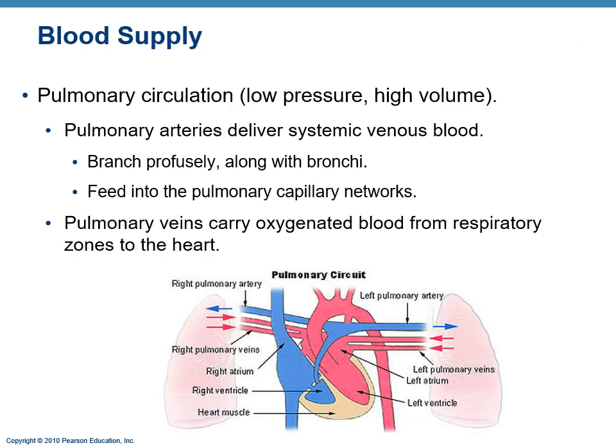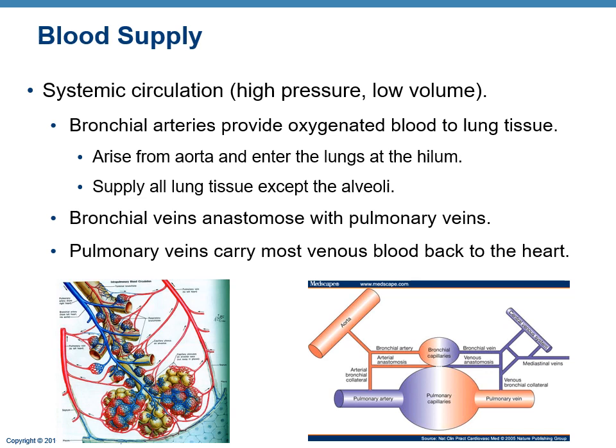The pulmonary circulation, as we learned in the cardiovascular unit, is a low-pressure, high-volume circuit. The pulmonary arteries deliver systemic venous blood that is seeking oxygenation. They branch profusely along with their corresponding bronchi and feed into the pulmonary capillary networks which wrap around the alveoli. The pulmonary veins then return oxygenated blood from the respiratory zones back to the left atrium of the heart. The systemic circulation, in contrast, is a high-pressure, low-volume circuit.